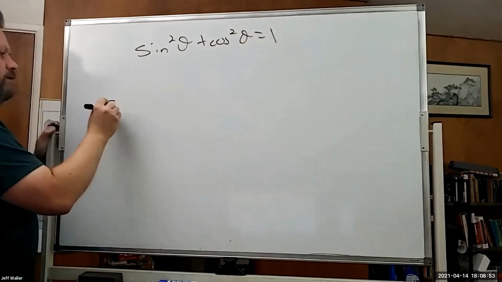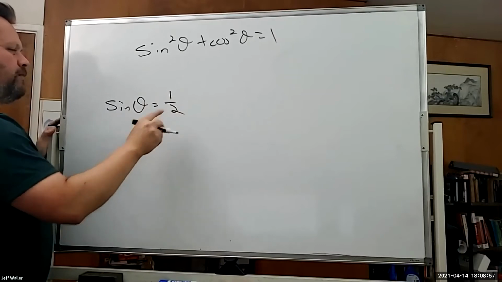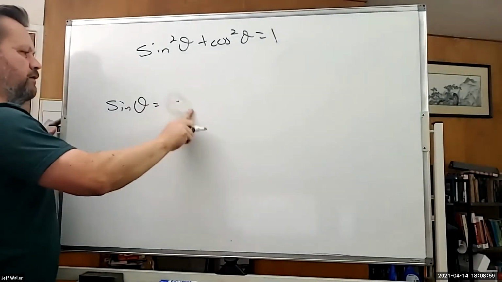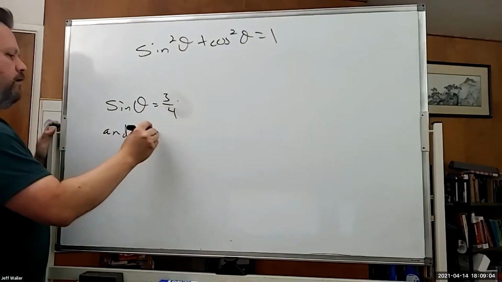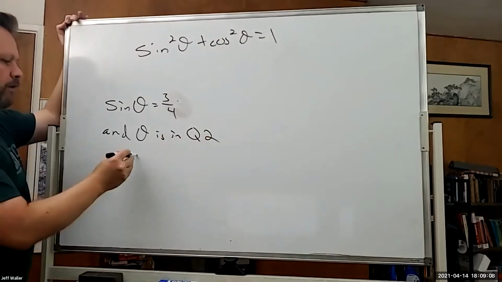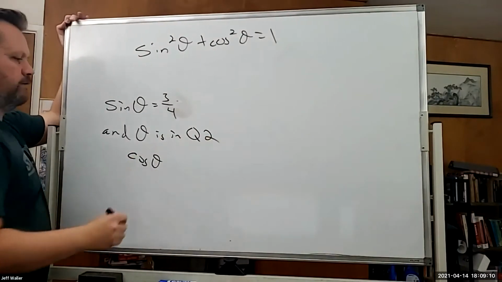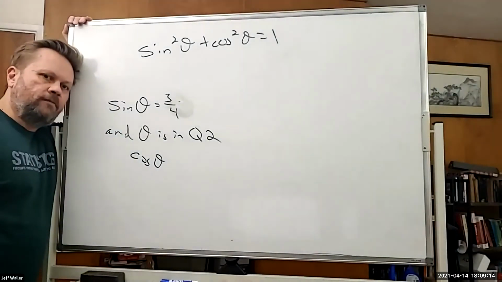If I tell you that sine theta is 1/2. No, let's make it more interesting. Sine theta is 3/4, and theta is in quadrant 2. And I want to know what cosine theta is. I can use this to figure it out. I really can.